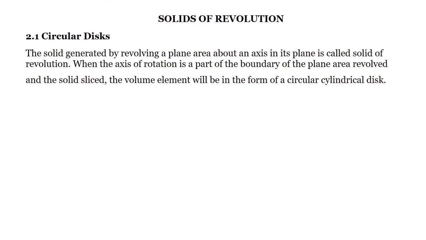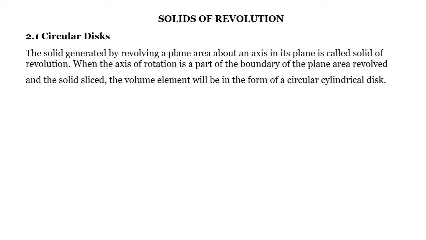So the solid generated by revolving a plane area about an axis in its plane is called solids of revolution. When the axis of rotation is a part of the boundary of the plane area revolved and the solid is sliced, the volume element will be in the form of a circular cylindrical disc.